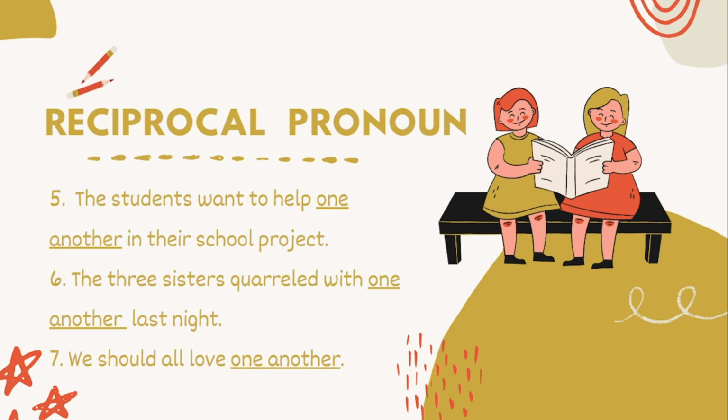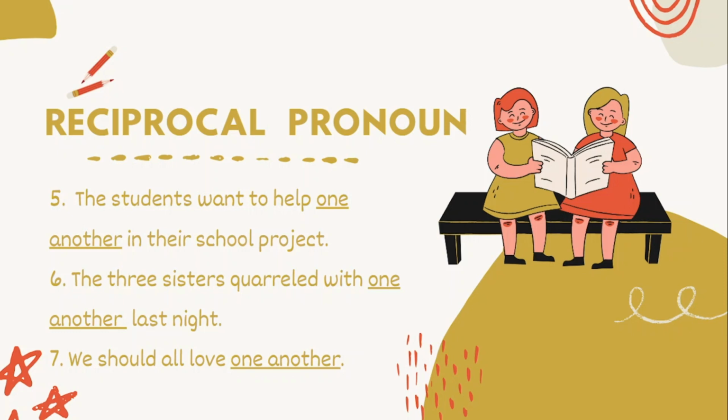Next one, fifth example. The students want to help one another in their school project. In this sentence, the students is the subject, and want is main verb 1. The sentence is in present simple active voice. Help is another verb. The word one another is written in the place of the object. What is the meaning of this sentence?